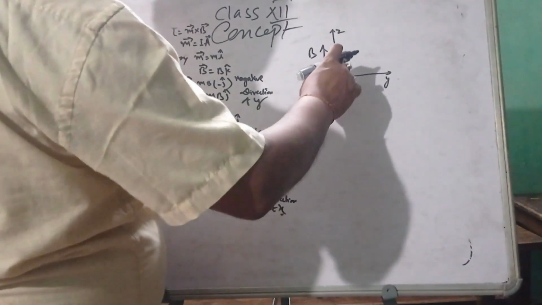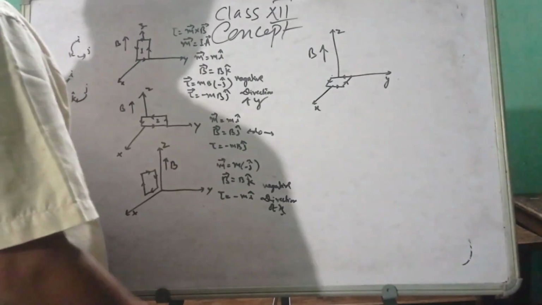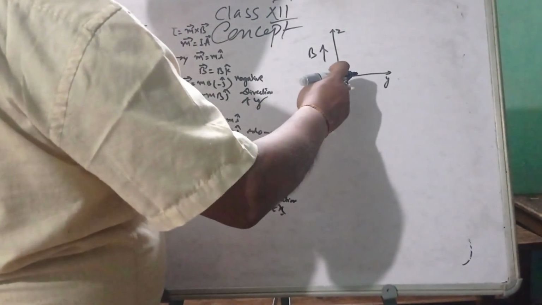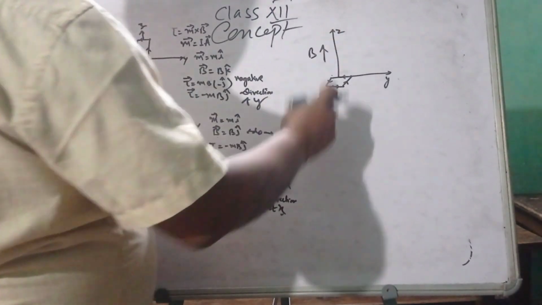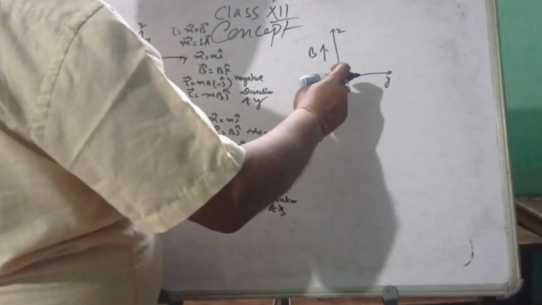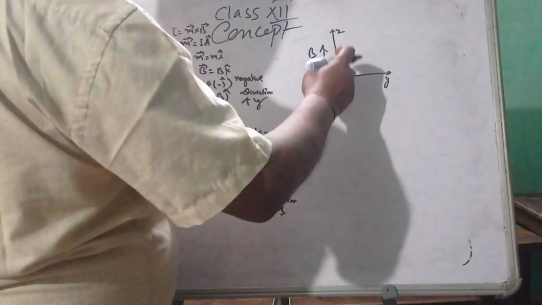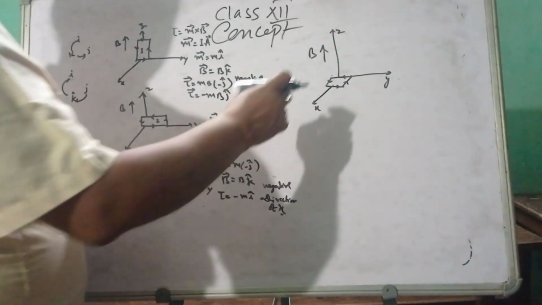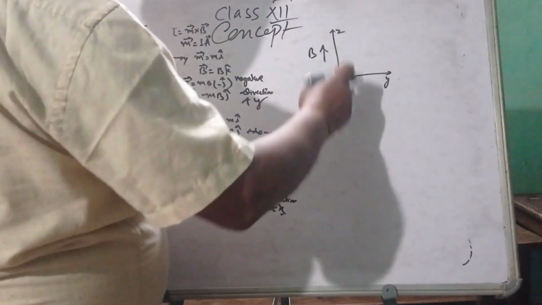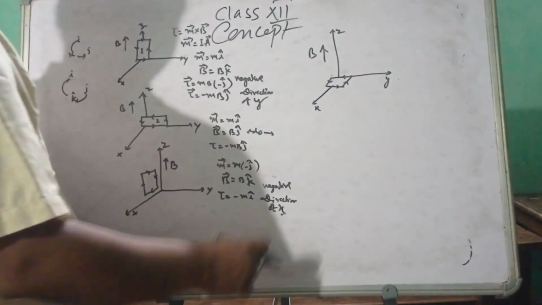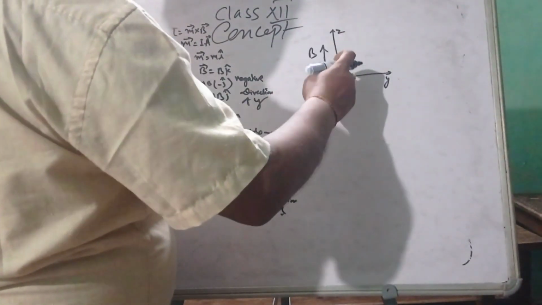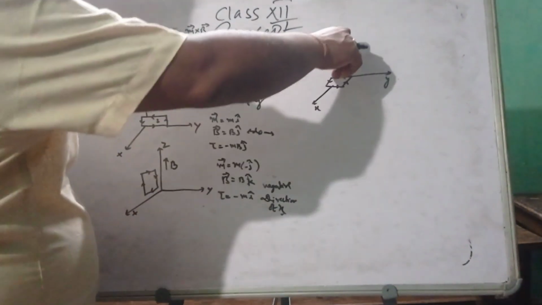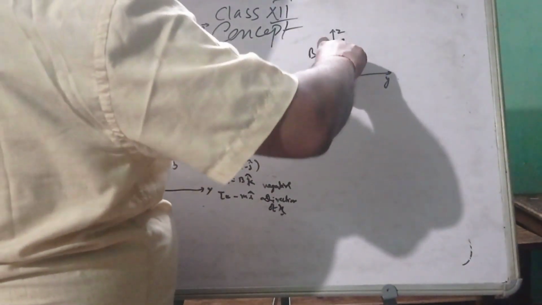So in the clockwise direction. Here you find that it is clockwise direction. The magnetic field and the direction of this M, it is along the Z axis. The magnetic field and this Z, it is in clockwise direction.